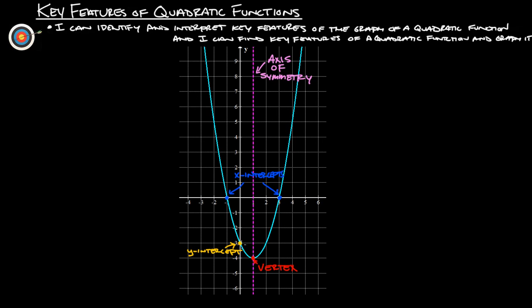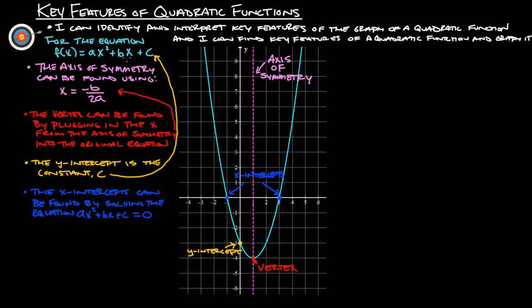Another point is the y-intercept, where this graph crosses through the y-axis. And another thing we want to find are the x-intercepts, where this graph crosses the x-axis. Now over here are going to be ways that we can find each of these four key features.